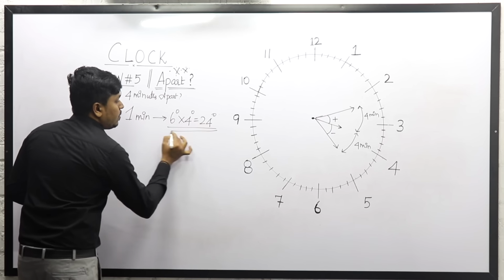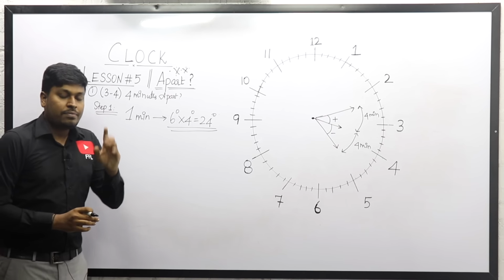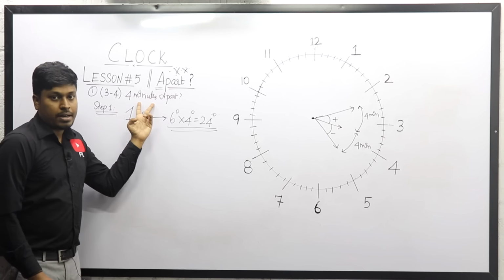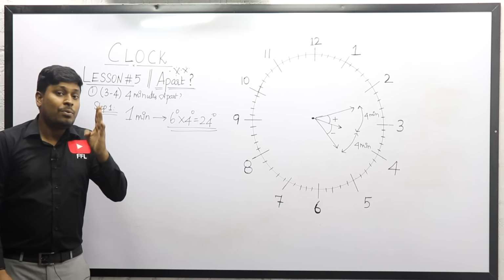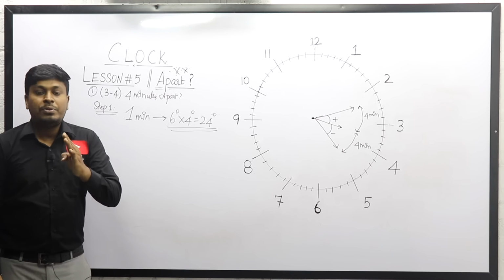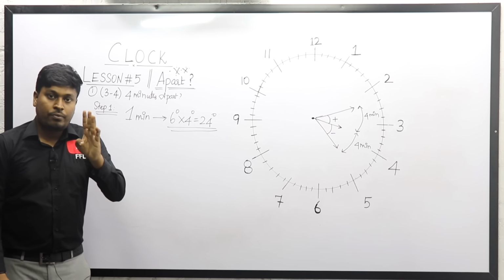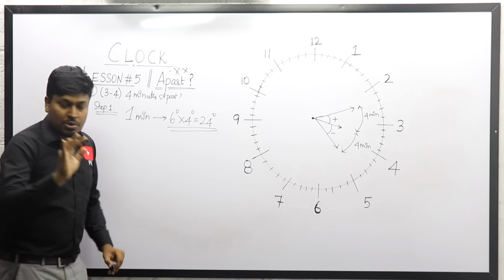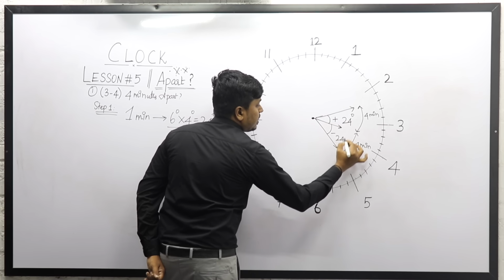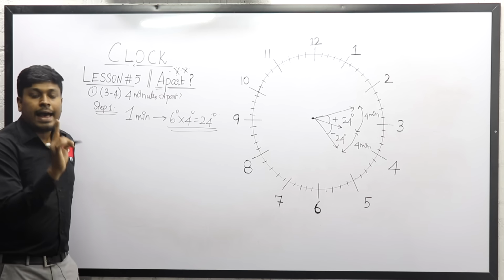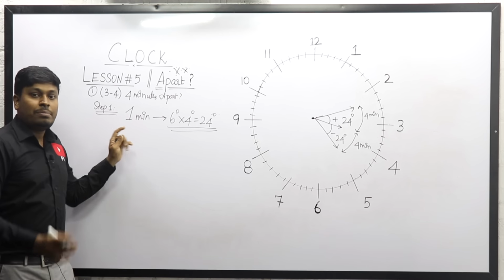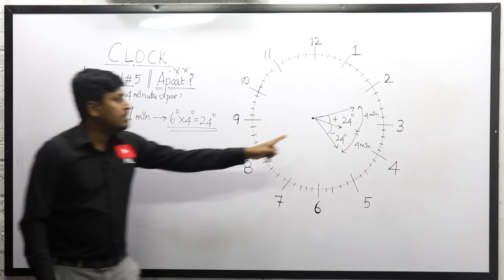Understood this logic? What I have said here is that for every 1 minute, the minute hand will cover 6 degrees. According to the question it is 4 minutes apart. So every 1 minute is 6 degrees, the second minute another 6 makes 12, 3 will be 18, 4 will be 24. So 6 degrees for 1 minute, for 4 minutes 6 into 4 will be 24 degrees. Now we can say that between the hour and minute hand there will be 24 degrees. That's it. So finally, by step number 1, we found the angle between the hour and minute hand is 24 degrees.